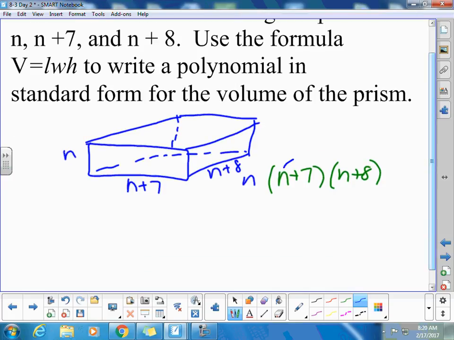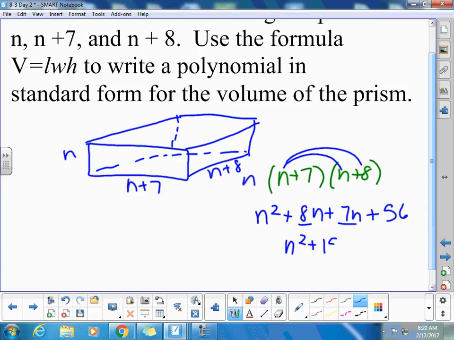So if I do that, I get n squared plus 8n plus 7n plus 56. Look for my like terms. Again, there's like terms in the middle, so I would have n squared plus 15n plus 56. And that's the area of the base.